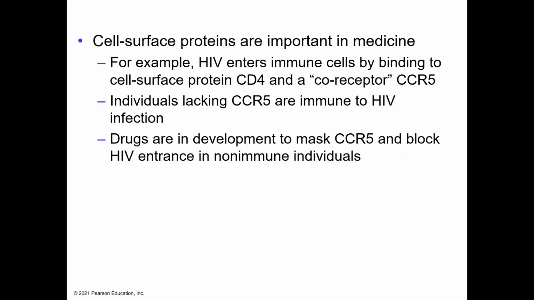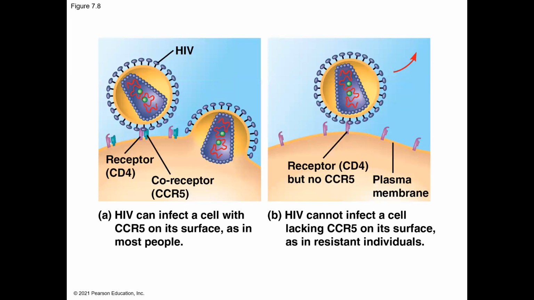The cell surface proteins are important in medicine. For example, the glycoproteins or fingerprint proteins. For example, HIV can enter an immune cell by binding to a cell surface protein called CD4 and then a co-receptor CCR5. So it's been discovered that individuals lacking CCR5 are immune to HIV. And so there are drugs that are in development to mask CCR5 and block HIV from entering the cell.